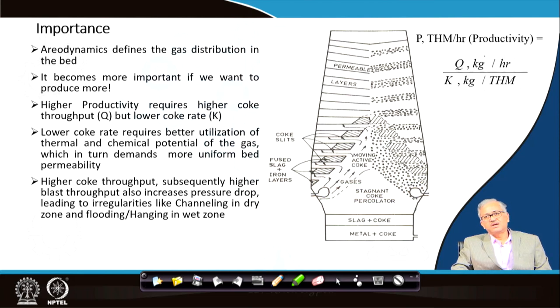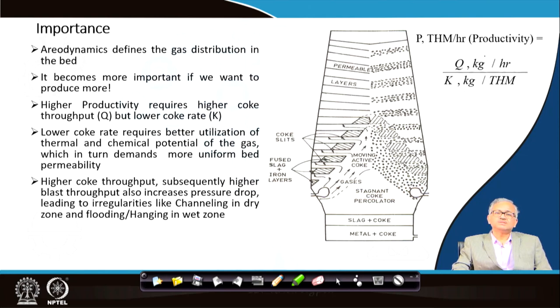And if you want to increase the amount of air blast, the gas flow, or the linear velocity of the gas in the blast furnace will increase. That will also increase the resistance in the blast furnace, so it will increase the pressure drop, right? And high pressure drop can lead to different irregularities in the blast furnace, mainly called channeling. Channeling is a phenomenon when the gas tries to pass through the blast furnace through some selected channels, right? So that is called channeling.